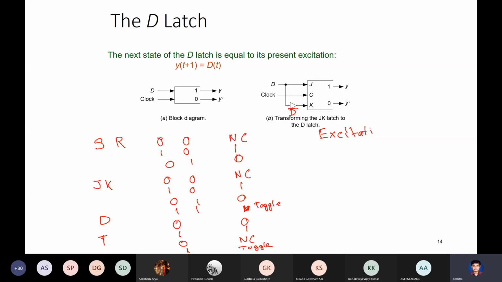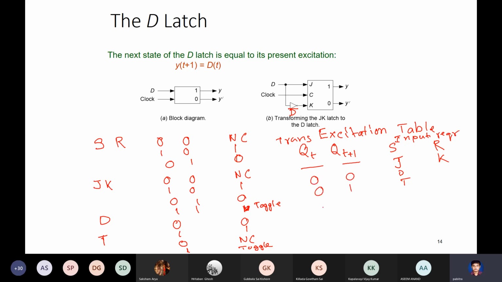Excitation table is this thing, that Qt plus 1, these are the transitions, and these are the input requirements, say SR or JK, whatever you take, or even D or T, whatever. These are called the input requirements. So you take all possible transitions, and what are the input requirements for this?